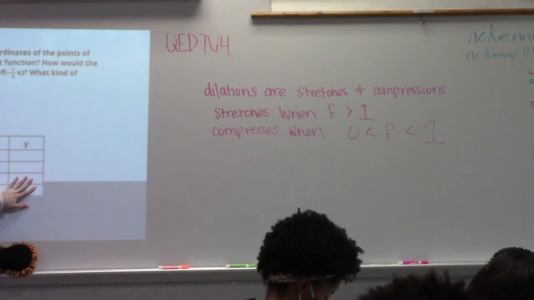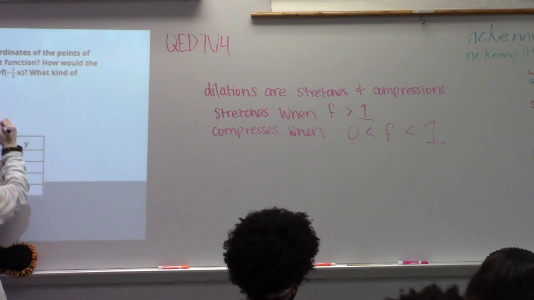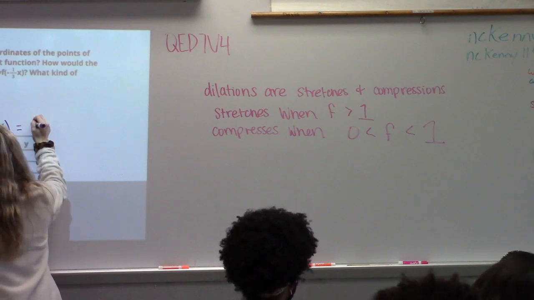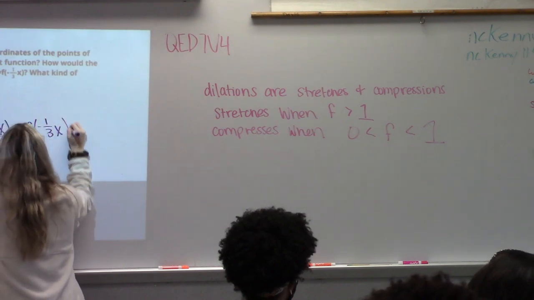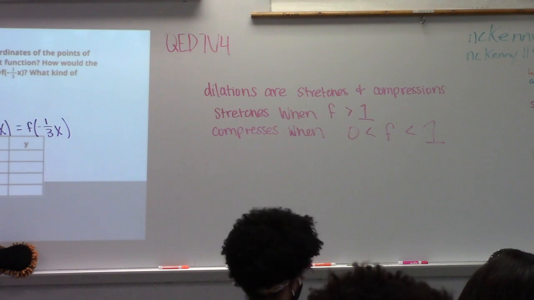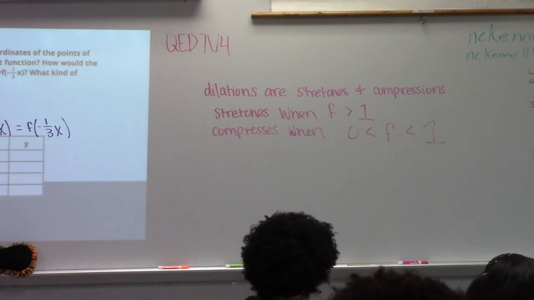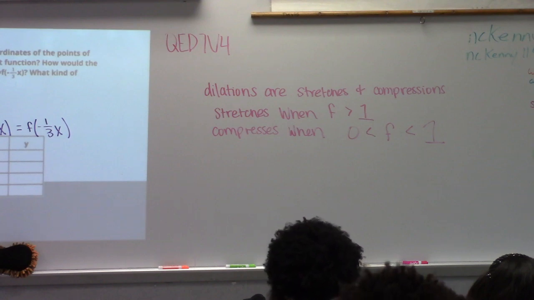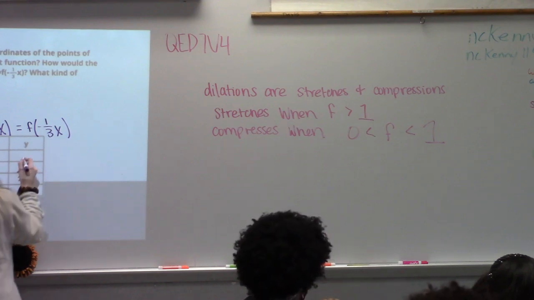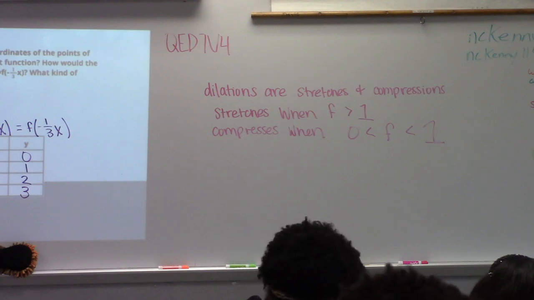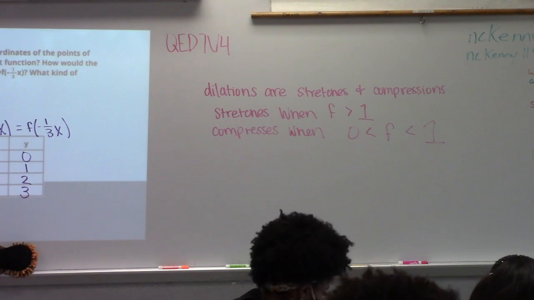So let me write this equation. We'll call this one h of x. Talking about going from the parent function to this one, how are those values going to change? Y values will stay the same. Okay, I have the same y values, and how do you know that, Chloe? Because when you multiply the x values by a negative number, it only replaces the x values, not the y values. Okay, and then what are my new x values going to be? How is that going to change these x values?